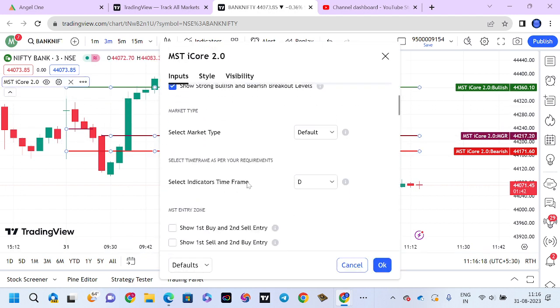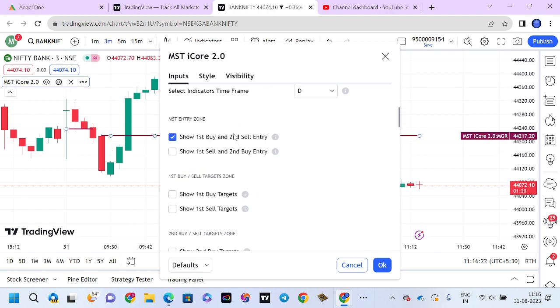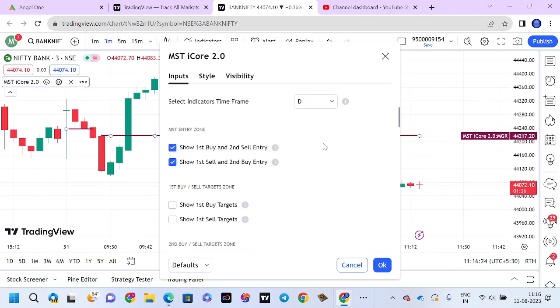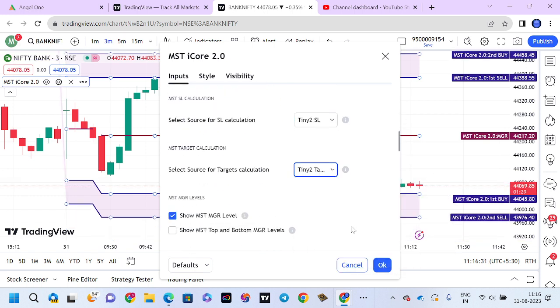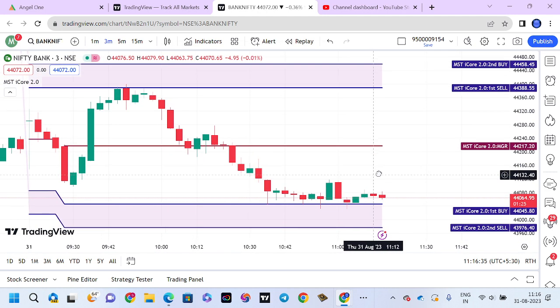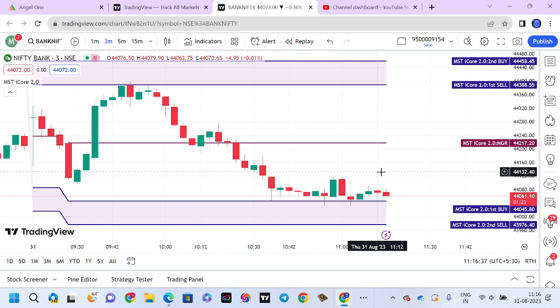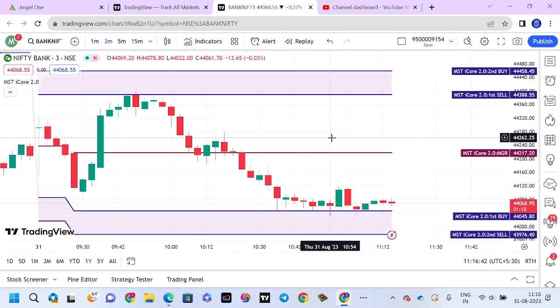Whenever you want to trade, just disable this and enable first buy and first sell, and keep your stop loss to tiny 2 and tiny 2 SL. That's all. No other settings you have to do. You can keep it in 1 minute, 2 minute or 5 minute time frame, whichever you want. Now whichever side gets activated, that side you have to trade, right?